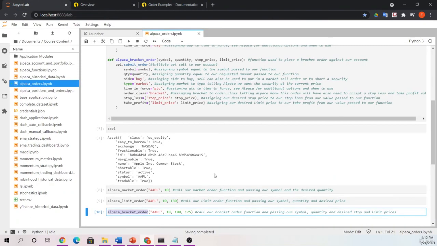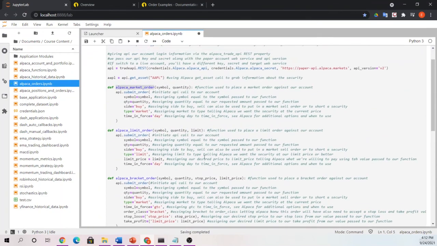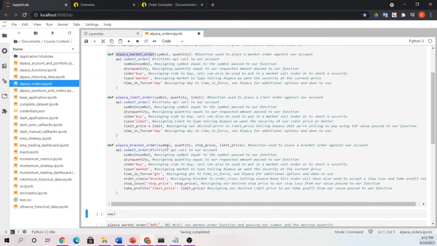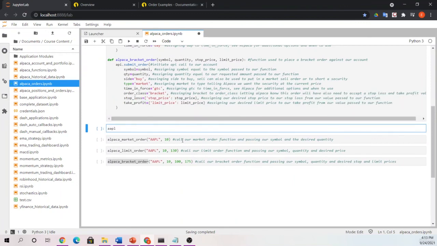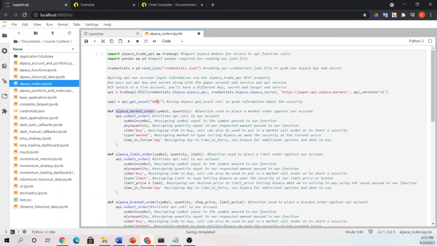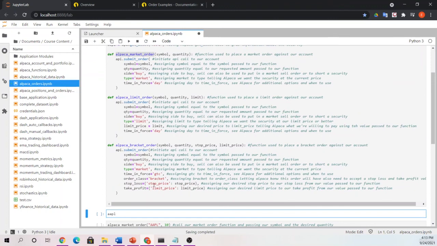Okay, so now to wrap up this section, I would recommend that you play with these order types again. Change quantities, change symbols, change your symbol here in your API.get asset, and rerun this and see what information comes back for DraftKings, for again BABA, that we've talked about in some of the previous sections. Change the quantities, maybe even add your own order type in here.